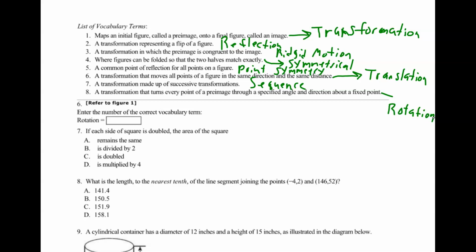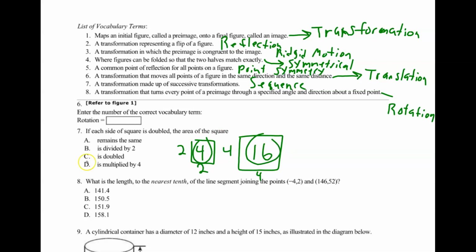Okay, if each side of a square is doubled, what happens to the area? Well, you could have done just like a trial and error here. Suppose that's a pretty bad square. Let me draw a better one. Suppose I have a square. That's 2, that's 2. 2 times 2 is 4. That's the area. So suppose I double each side. Suppose that's 4 and that's 4. 4 times 4 is 16. So if I double the length of the side of a square, the area goes from 4 to 16. Or choice D.